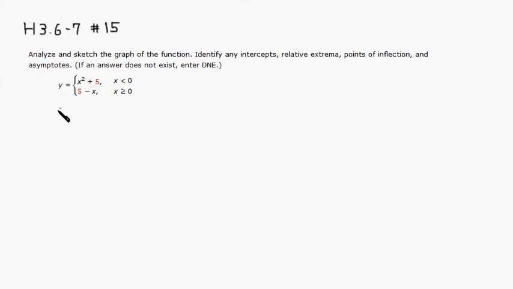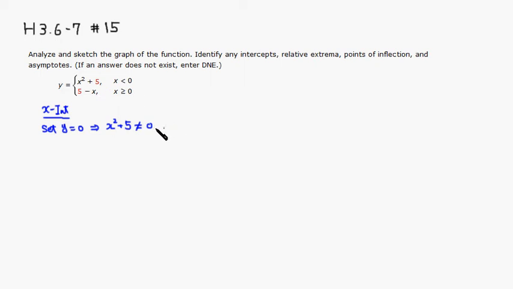All right, first we need to find x-intercepts. So we're going to set y equal to 0. First we have to try the top one. So try to see if x squared plus 5 can be equal to 0. But you can see that x squared is non-negative. You're adding 5 to it, so you can never get 0. So this is never 0.